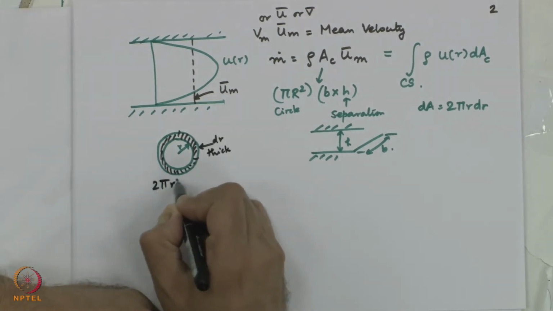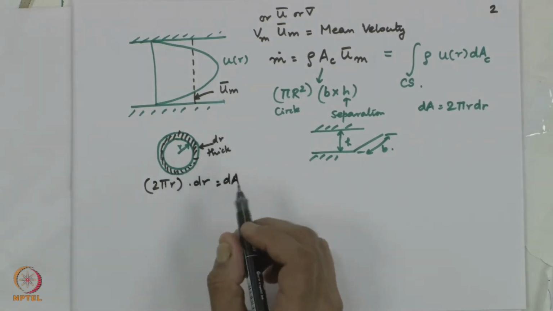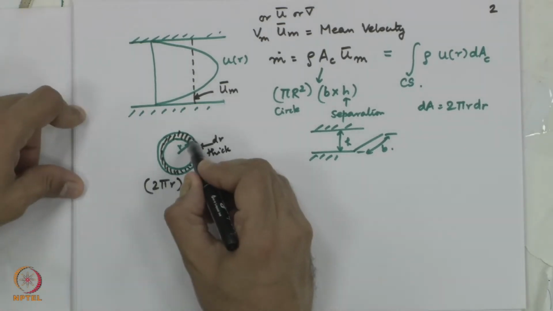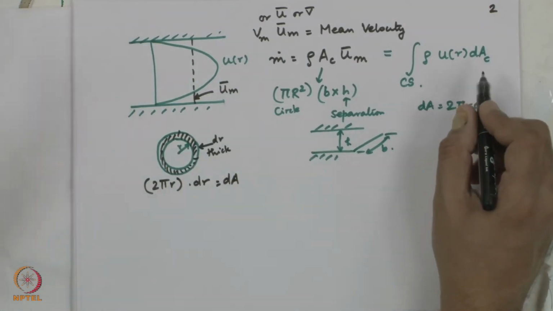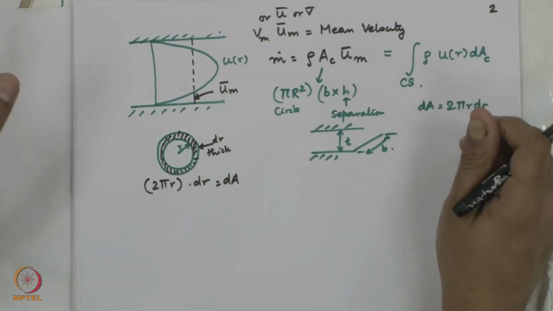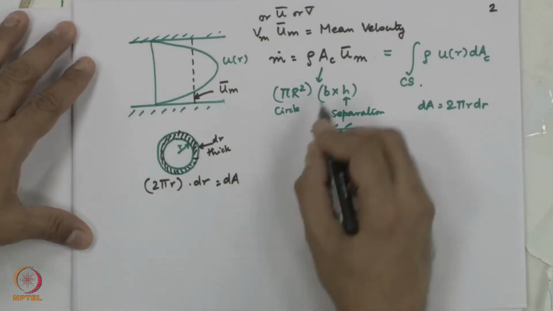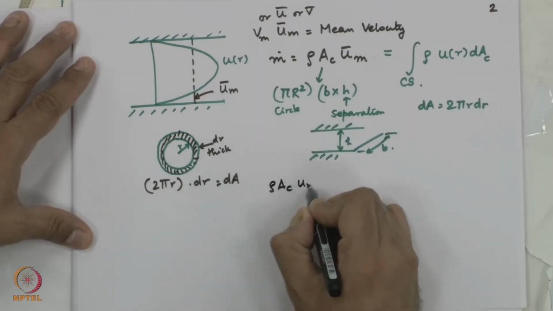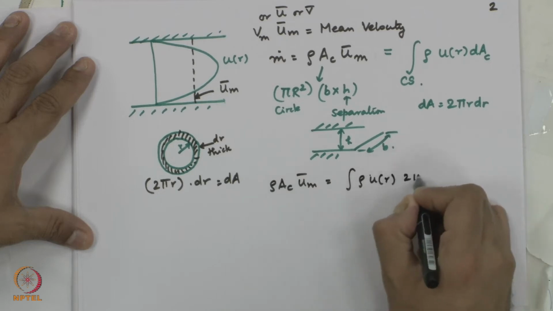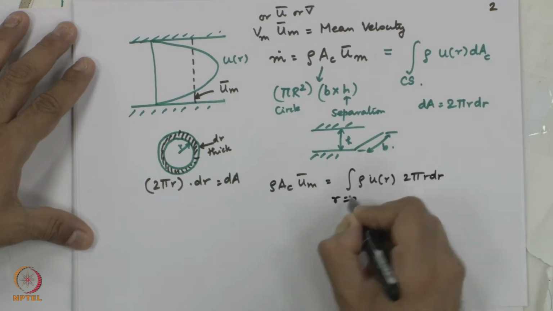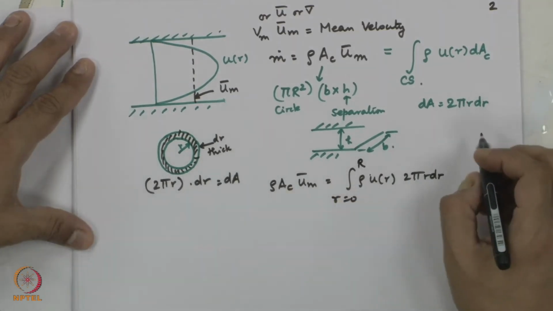So, 2 pi r into dr is your cross sectional area of flow, and velocity through this cross section is some arbitrary u of r, whose functional form we are going to derive, but it would be known for a given problem. So, if I assume incompressible flow, I am going to cancel rho. u m bar is equal to the integral of u of r 2 pi r dr, r equal to 0 to capital R. We are doing this for a circular pipe. You can do this for any geometry.